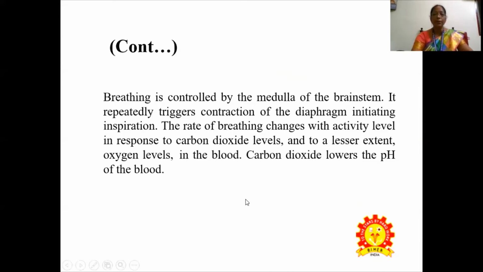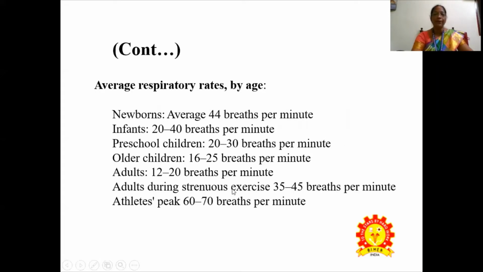Carbon dioxide lowers the pH of the blood. Average respiratory rates by age. Newborns average 44 breaths per minute. Infants, 20 to 40 breaths per minute. Preschool children, 20 to 30 breaths per minute. Older children, 16 to 25, and adults, 12 to 20. Adults during strenuous exercise, 35 to 45 breaths per minute, and athletes peak at 60 to 70 breaths per minute.